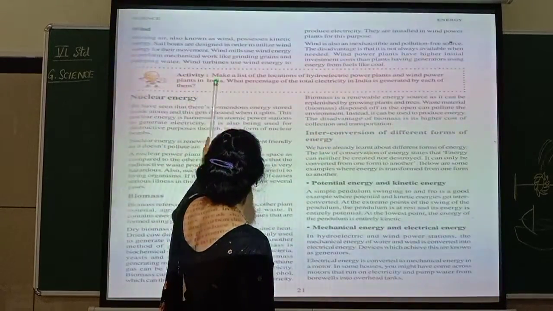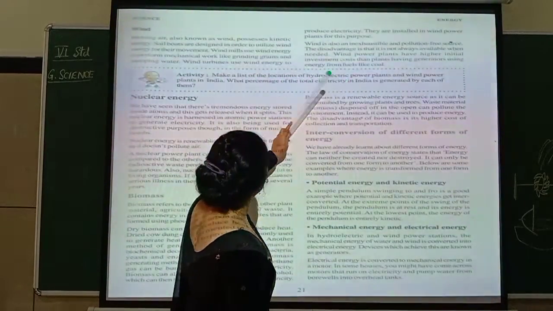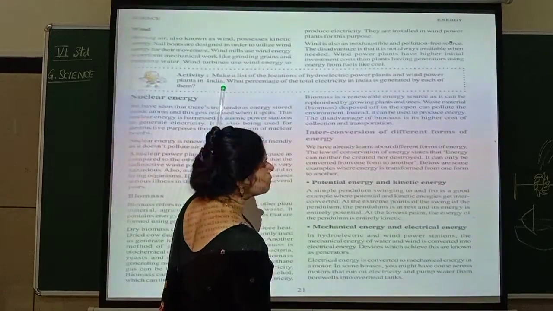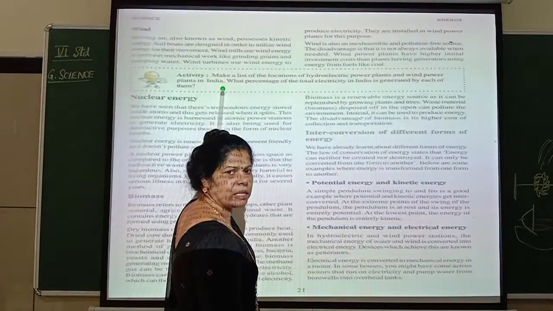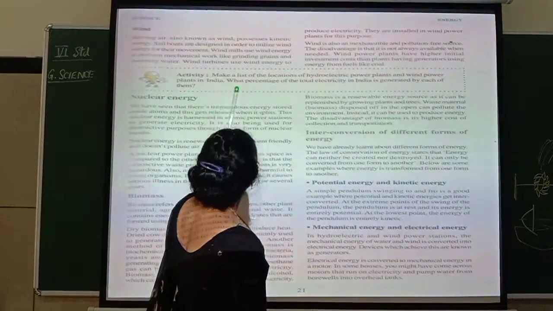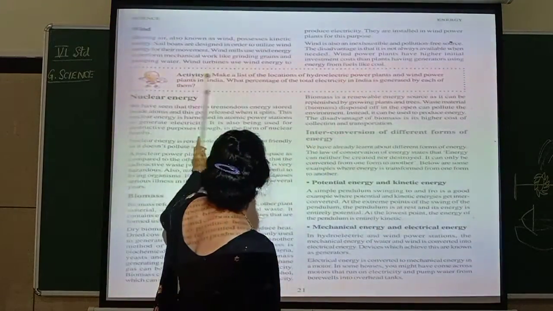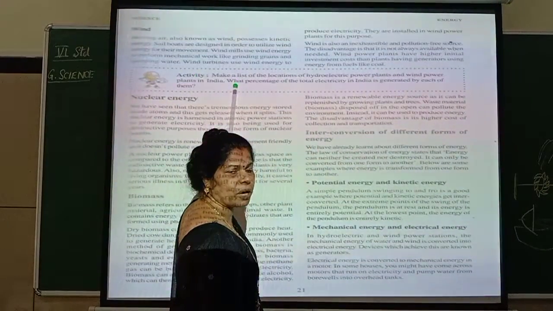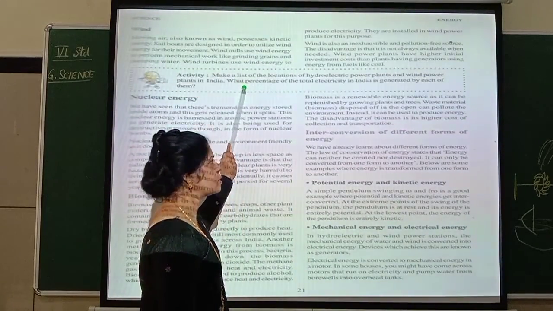Here is an activity. Make a list of the locations of hydroelectric power plants and wind power plants in India. You can take the help of your parents and search on Google, you will get all this list. Okay. What percentage of the total electricity in India is generated by each of them? So you have to do it as your homework. Take guidance from your parents.